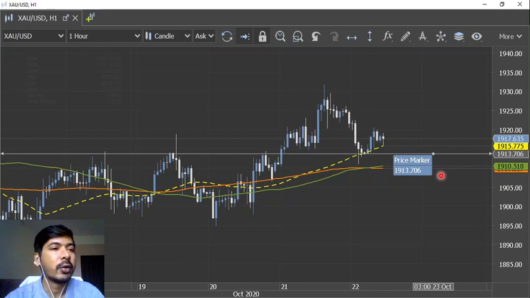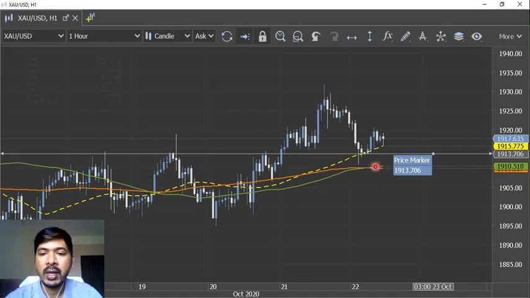So looking at that aspect, I think the confluence zone of these 50, 100 and 200 SMAs in this price band of USD 1910 to USD 1915, we have to see if we can get the entry point anywhere in this price band.